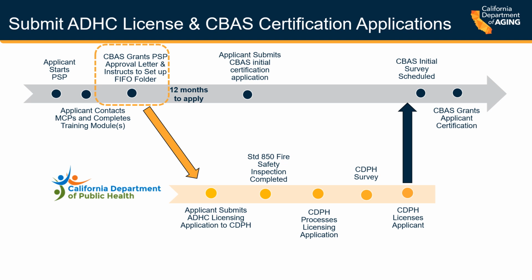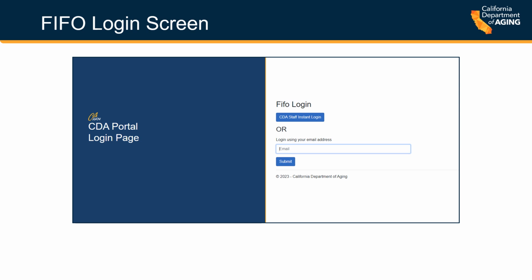You have a 12-month deadline to submit the licensing application to CDPH and the certification application to CDA. The 12-month deadline starts from the time the PSP approval letter was emailed. Shown here is the FIFO login screen. Please note CBAS does not accept any application components via email. FIFO is used to submit your application files safely and securely.